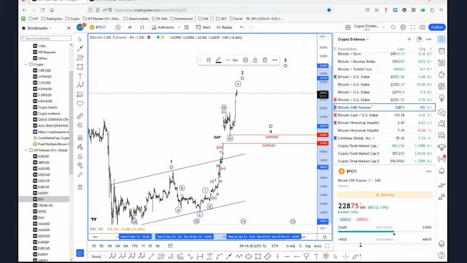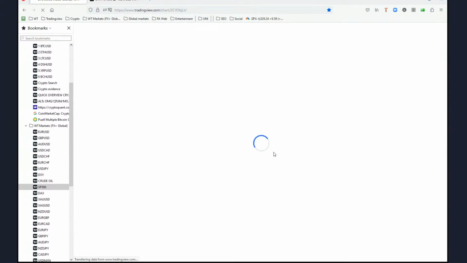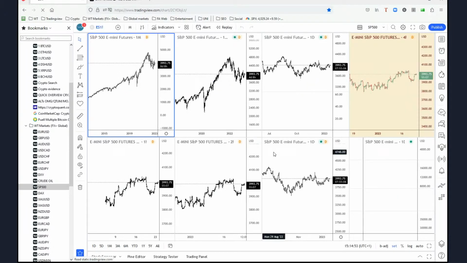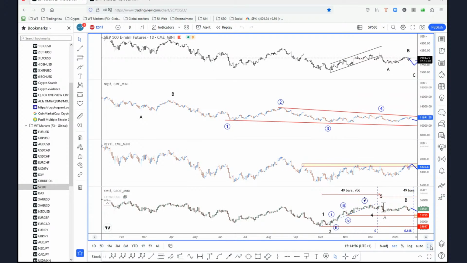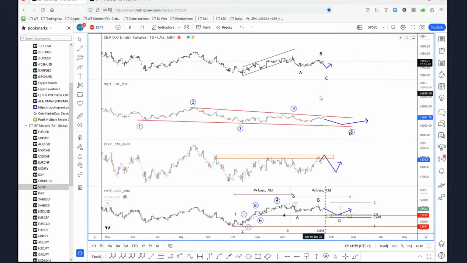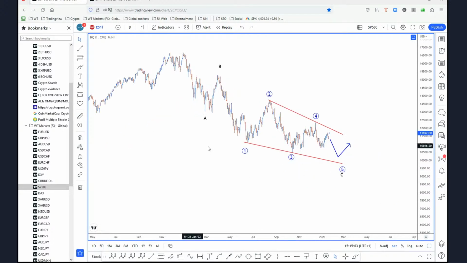Okay. Now, earlier I also mentioned NASDAQ 100. So I will take a look at the NASDAQ 100. I think I have it here with the S&P 500. Okay, so that's the NASDAQ 100.